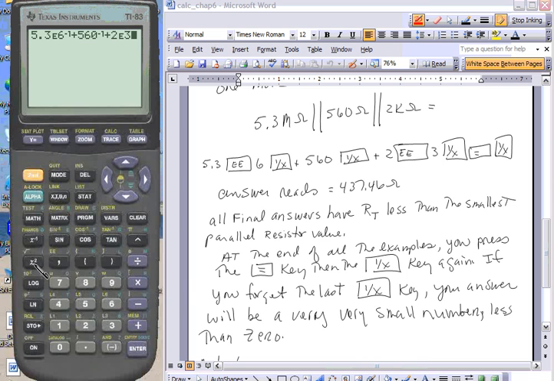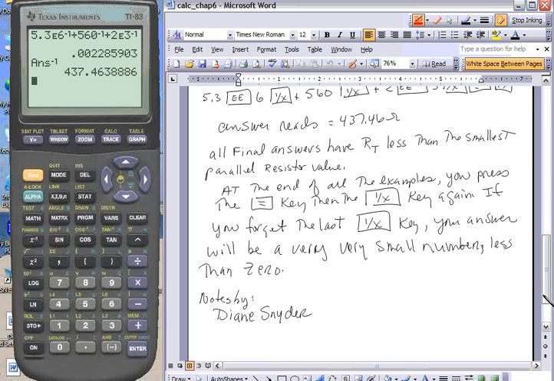2EE3, 1 over x, equal sign. So hit the equal sign, again a small number, and hit the 1 over x one last time, equals 437.46 ohms. Notice that all final answers have the total resistance less than the smallest parallel resistor value. This is always true. And at the end of all the examples, you press the equal sign, as we did, and then the 1 over x key again.